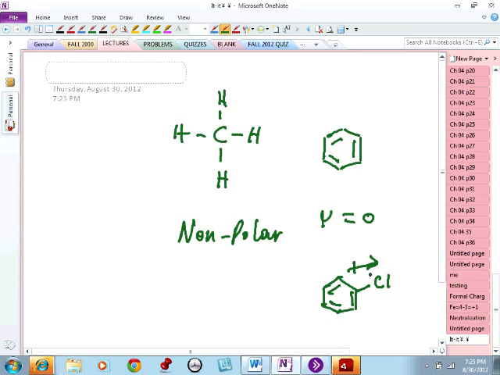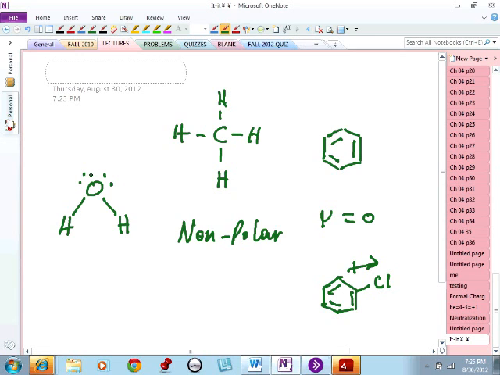Why does water have a dipole moment? Is that what you're saying? Okay. Keep in mind, this is the water molecule. You have a non-bonding pair of electrons here, and a non-bonding pair of electrons here.